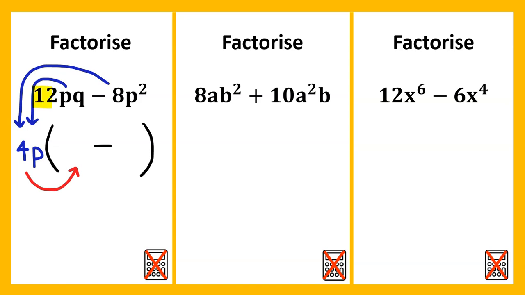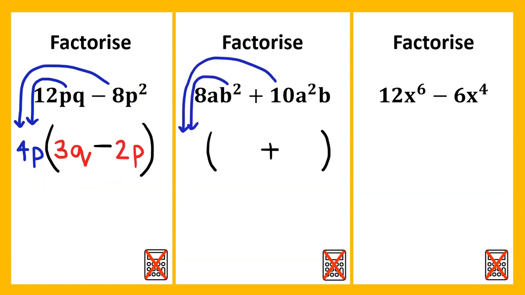To get from 4p to 12pq, I would have to multiply the 4 by 3, and p would need to be multiplied by q. And to get from 4p to 8p squared, 4 would need to be multiplied by 2, and p would need to be multiplied by p.